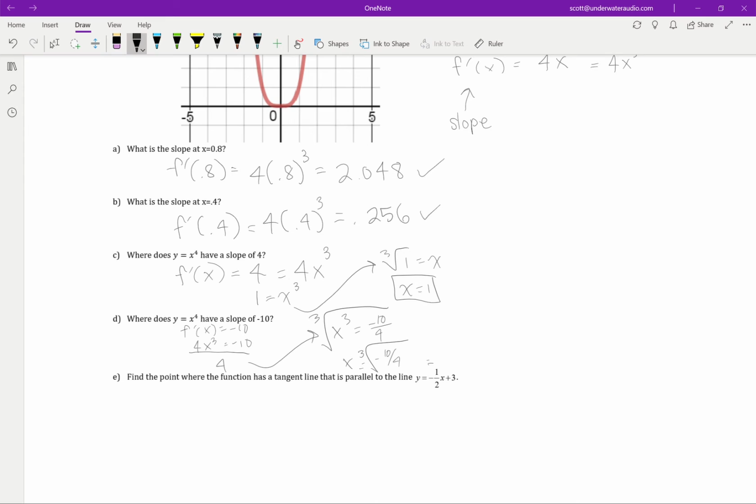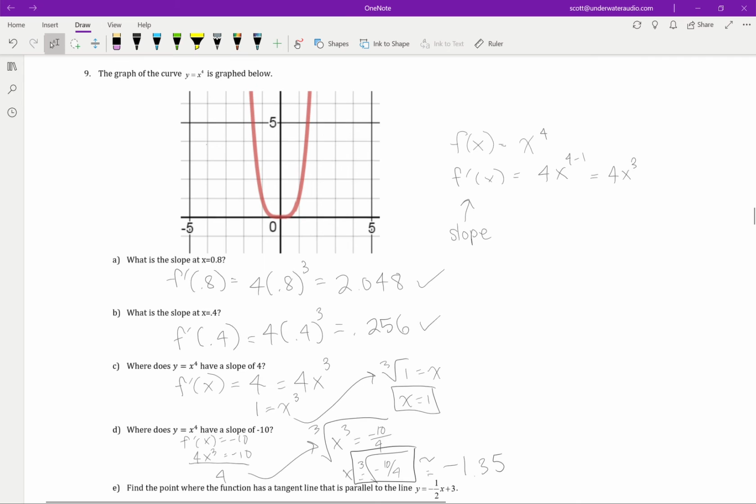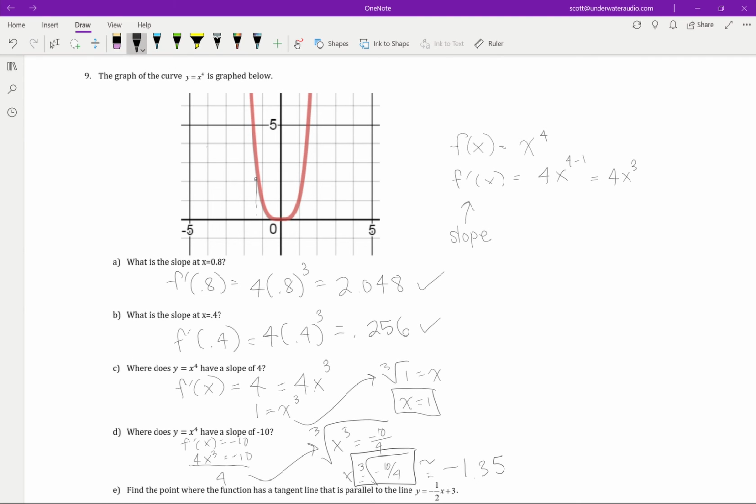Okay, calculator time. -2.5 raised to the 1 divided by 3. Okay, that gives me -1.35-ish. So I would circle this as my final answer because it's the perfect answer, but I would look up on my screen, does negative 1.35 make sense? Having a slope of negative 10? Yeah, I think I could believe that also.